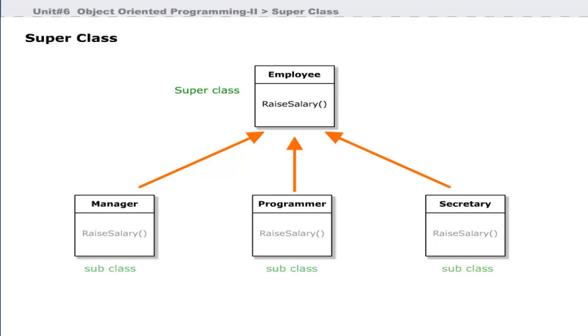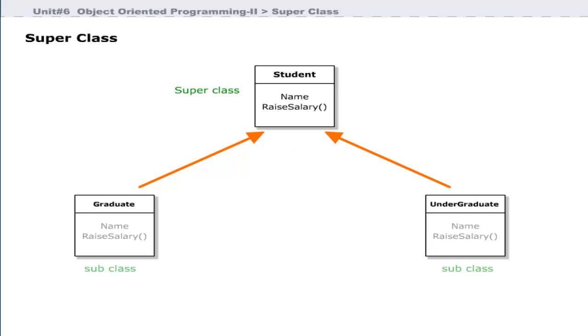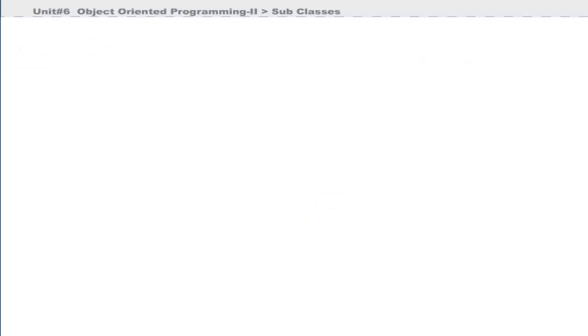Superclasses are more generalized classes. For example, a student class is a generalized form of class, while graduate student and undergraduate student classes are more specialized subclasses. Superclass defines instance variables and methods that are available to all subclasses.